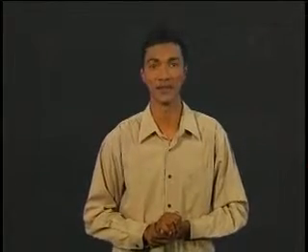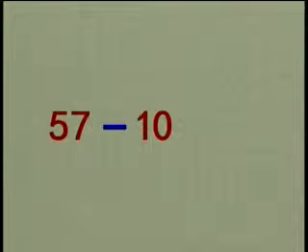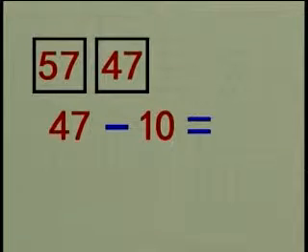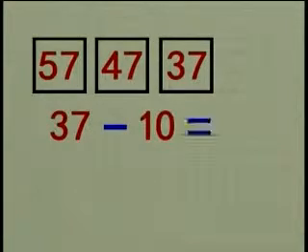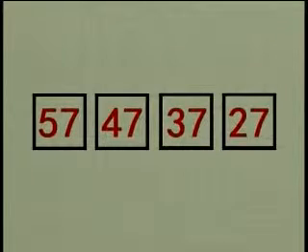Let's try another example. Let's count back in tens from 57 to 27. So, if we start with 57, the next number will be 57 minus 10, which is 47. After 47 comes 47 minus 10, 37. Next will be 37 minus 10. That is 27. So, the numbers we counted back from 57 to 27 in tens are 57, 47, 37, and 27.